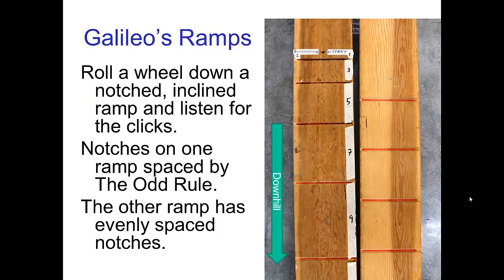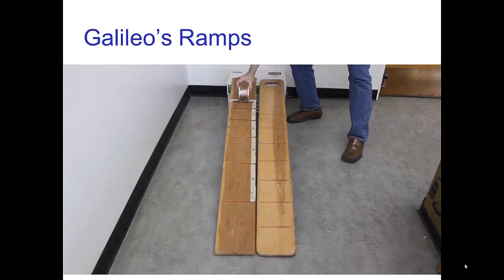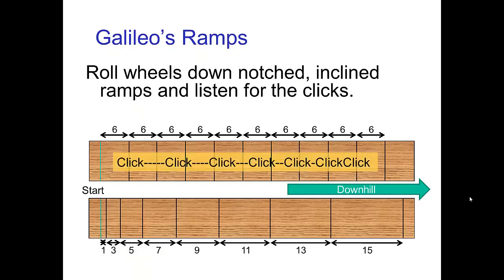To demonstrate the odd rule, let's roll a wheel down a notched incline ramp and listen for the clicks. The notches on the left ramp are spaced by the odd rule. The other ramp has evenly spaced notches. Watch and listen. When rolling down the ramp with evenly spaced notches, the time between clicks gets shorter and shorter. It sounds something like this. Click, click, click, click, click.